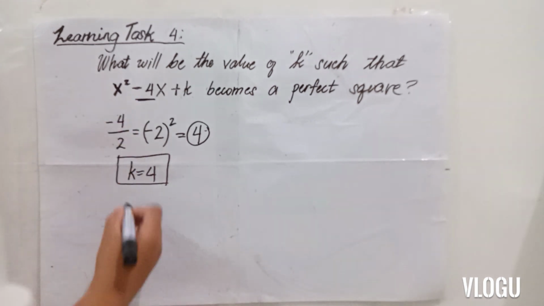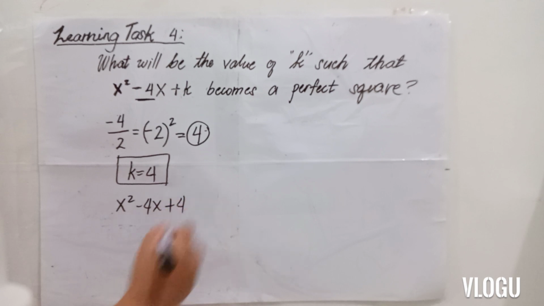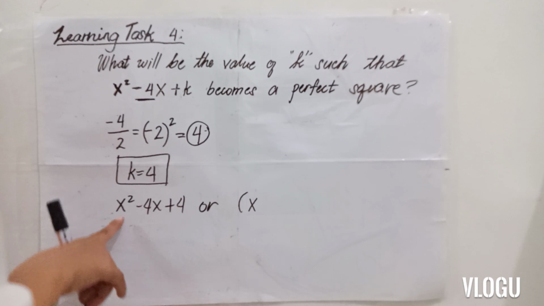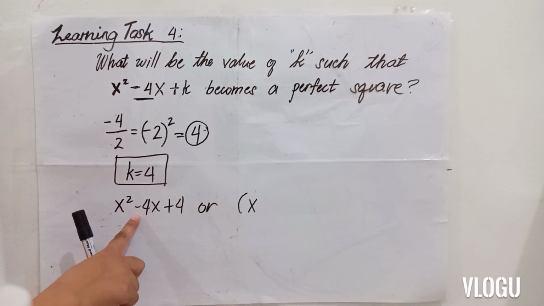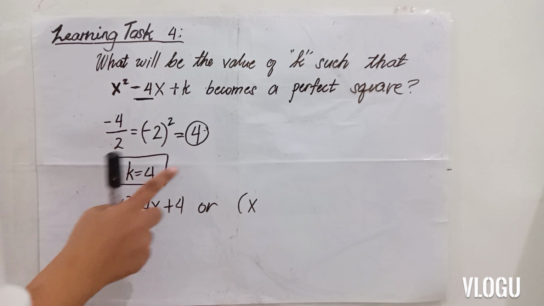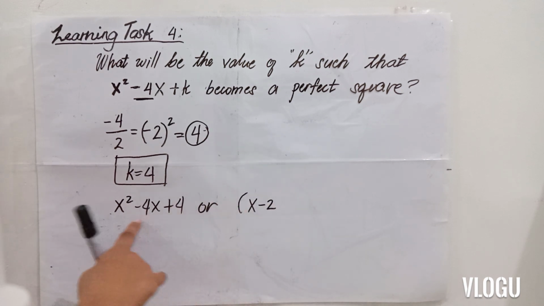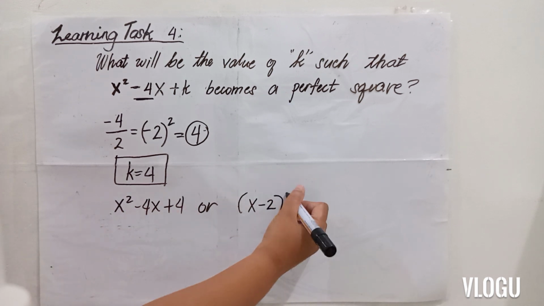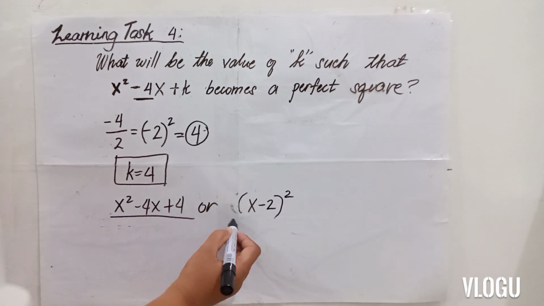Or to make it a perfect square, we have x squared minus 4x plus 4. Or, the square root of x squared is x and the square root of 4 is positive 2 and negative 2. So, since negative ang ating linear term, we're going to use the negative 2. Negative 2 times negative 2 is positive 4. Negative 2 plus negative 2 is negative 4. That's why we use the negative 2 squared. So, now it is already a perfect square.